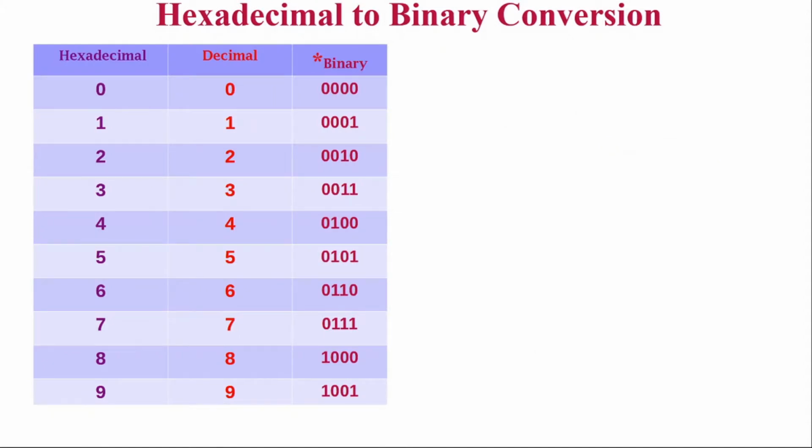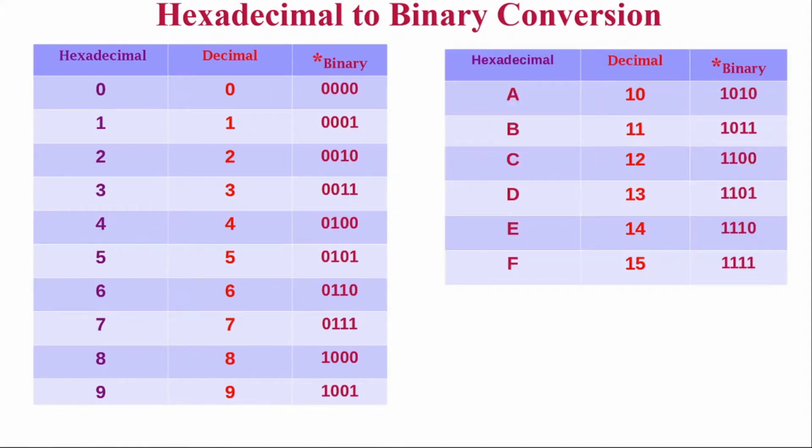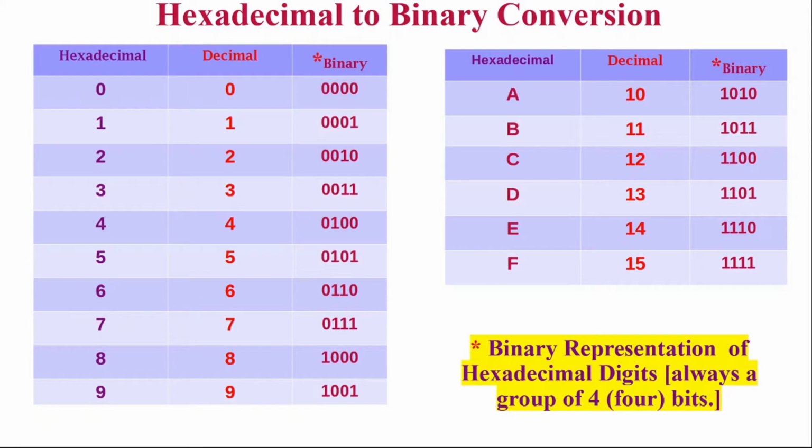This table shows the binary representation of hexadecimal digits. It is always a group of 4 bits. For hexadecimal to binary and binary to hexadecimal conversion, this 4-bit group is most important.